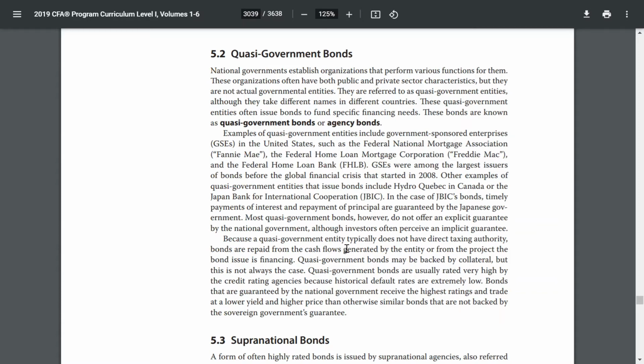In the case of JBIC bonds, timely payments of interest and repayment of principal are guaranteed by the Japanese government. Most quasi-government bonds, however, do not offer an explicit guarantee by the national government, although investors often perceive an implicit guarantee.